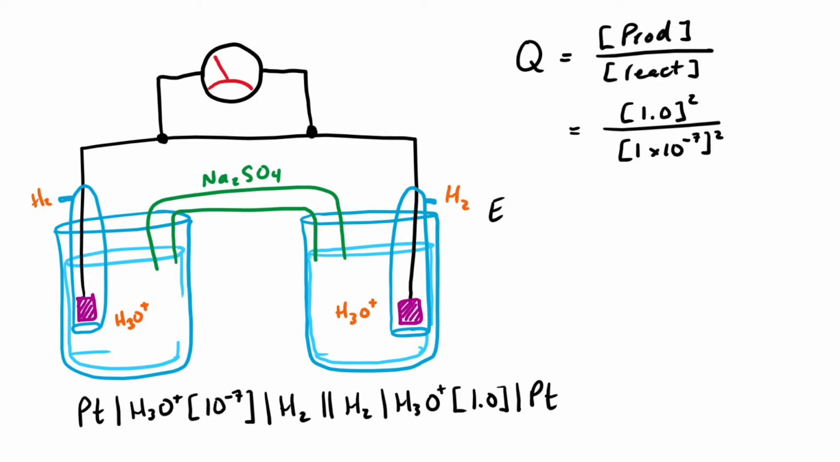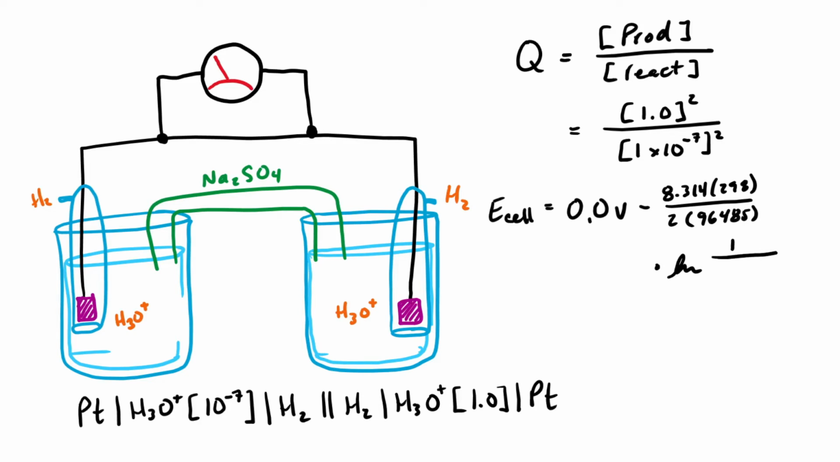And the Nernst equation tells us that the potential of the cell is equal to 0.0 volts minus 8.314 joules per mole Kelvin times 298 Kelvin divided by 2 moles of electrons times Faraday's constant, 96,485 coulombs per mole, all multiplied by the natural logarithm of 1 over 10 to the negative 7 squared. This means that the final cell potential is negative 0.414 volts. This means that the potential that we would read for a solution at pH 7 is negative 0.414 volts.